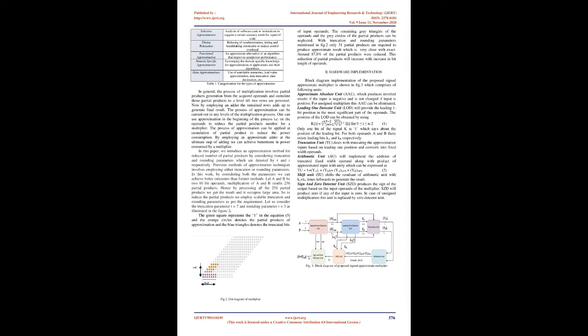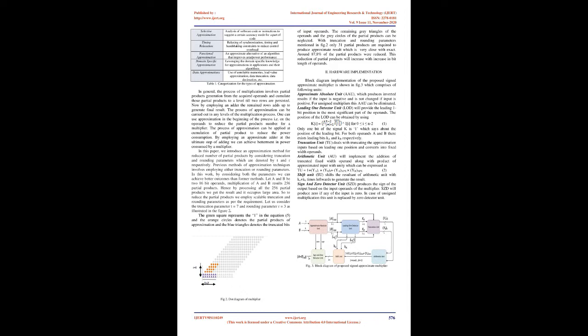Let A and B be two 16-bit operands. Multiplication of A and B results in 256 partial products. Hence, by processing all the 256 partial products, we get the result, and it occupies a large area. So to reduce the partial products, we employ scalable truncation and rounding parameters as per the requirement.